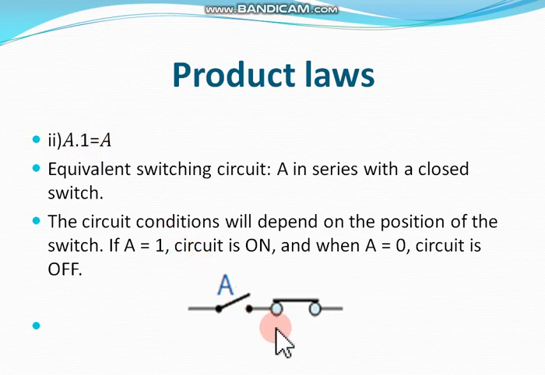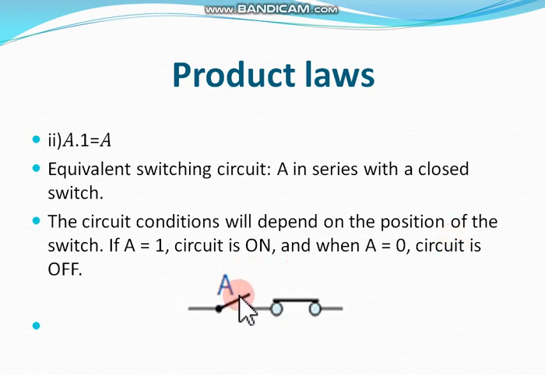So now the equivalent switching circuit here is in series with a closed switch. Since we have a 1 there, meaning our switch here is closed, will electricity still go through and power the bulb on the other side? Like I said, if one switch is open, power will still not go through. The circuit conditions will depend on the position of the switch. If A is 1, the circuit will be on.